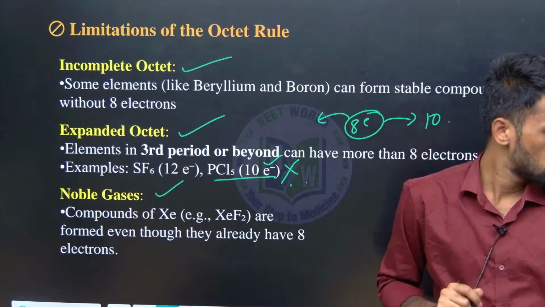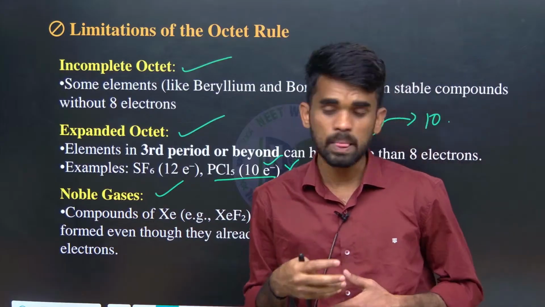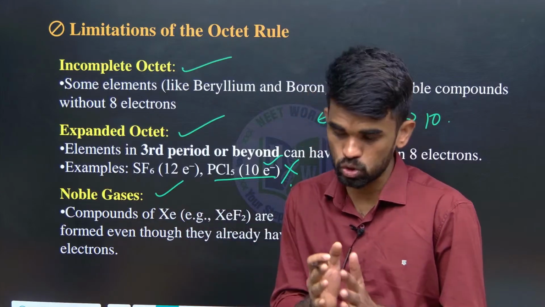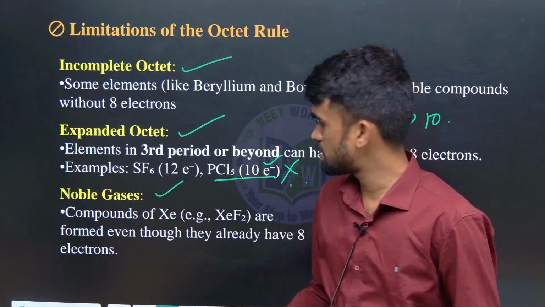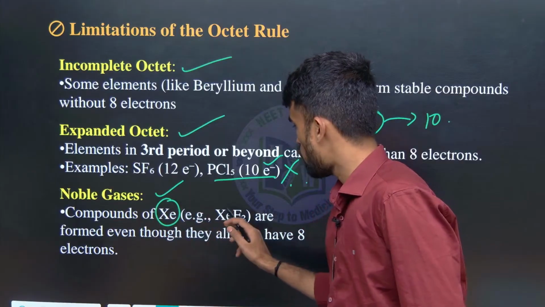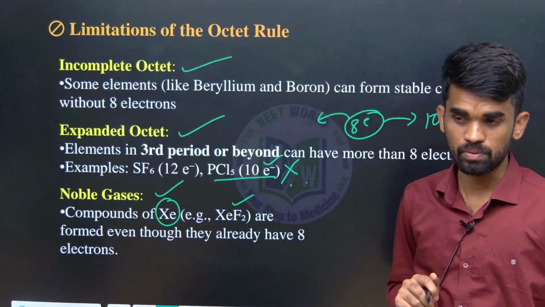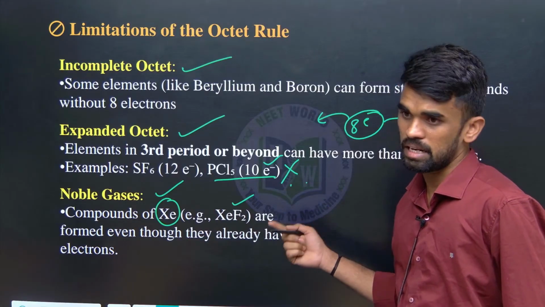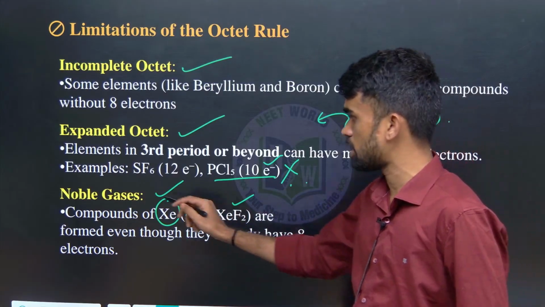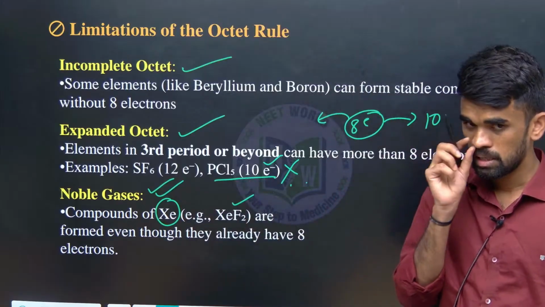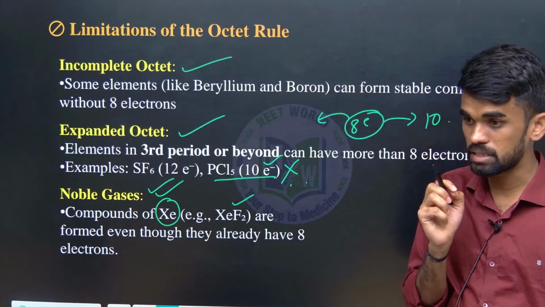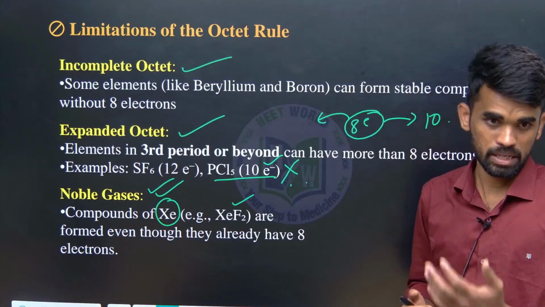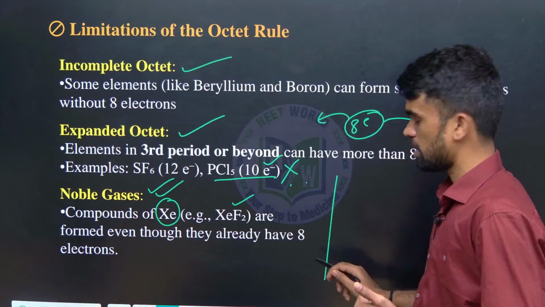Next, noble gases. What did he tell? Noble gas configuration compounds are more stable. It means noble gases being more stable, they should not show reactivity, but xenon is reacting and forming some compounds also. But even though they are stable, why are they reacting and why are they forming compounds? He was not able to explain this reactivity of these noble gases. So this is also one more limitation.